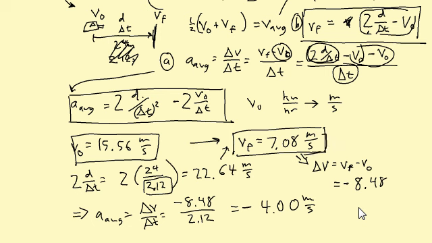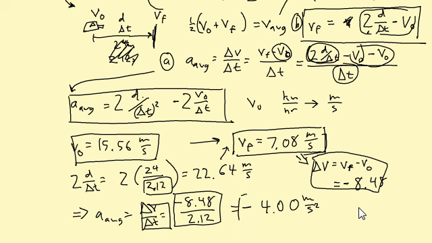And then average acceleration was change in velocity divided by change in time. I calculated the change in velocity, delta v, over here as negative 8.48 meters per second. Conveniently, when I divided that by my time, I got exactly negative 4.00 meters per second squared. I don't know if they set that up to work that way or not, but it's kind of convenient. So I'm happy it worked, and on to the next problem.